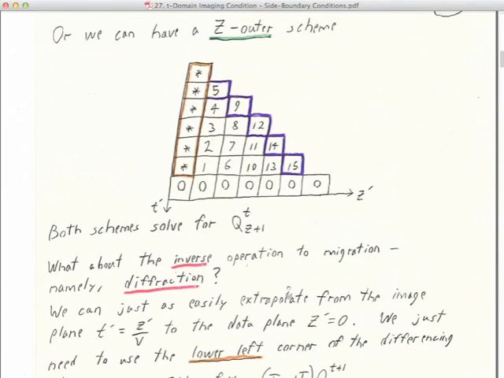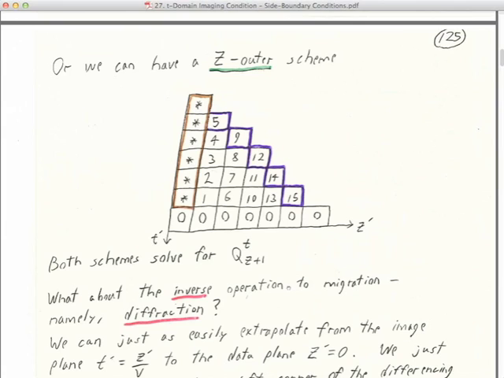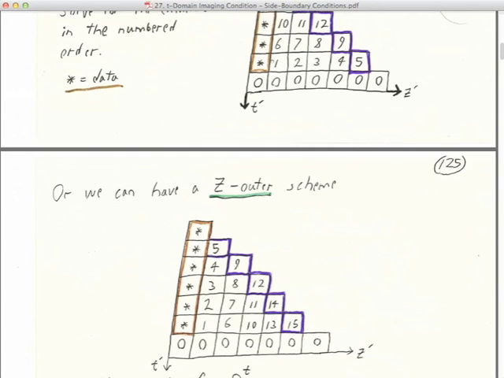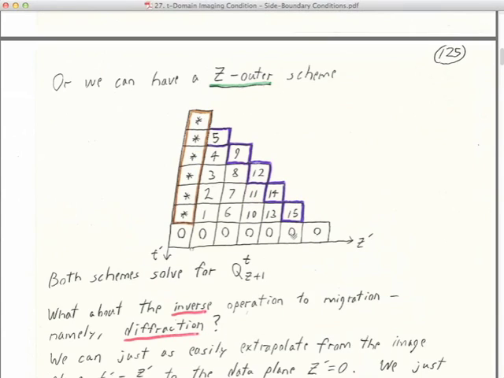We can do it the other way around, too, no harm in that. We can have a Z outer scheme, right? Both are solving for the same upper right element of the differencing star. So we still start down at the bottom with the data and the zeros at the end. And we get this one, but then we have these three. Number two, we get. We're climbing up in time first. Number three, we get. Notice we're coming from the bottom, right? Looping back. Number four, number five is in the image plane, right?